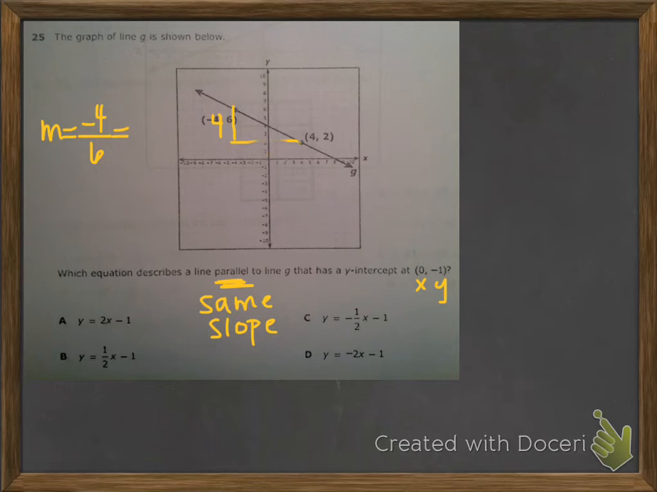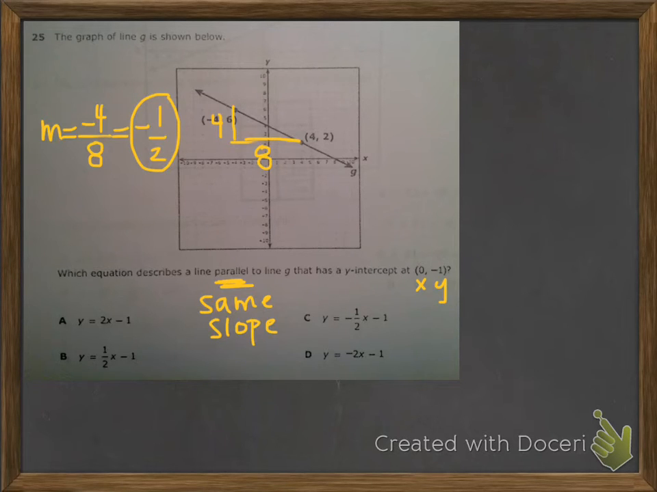Okay, let me backtrack. I messed up. So, our run, I'm sorry, we're going from -4 to +4. I misread. That's going to be a run of 8. I'm so sorry. So our slope is -4 over 8, which simplifies to -1/2. We're looking for a slope of -1/2.